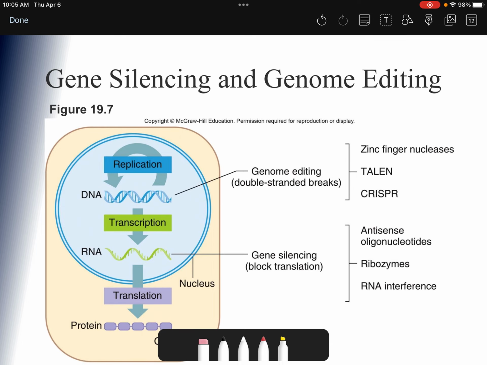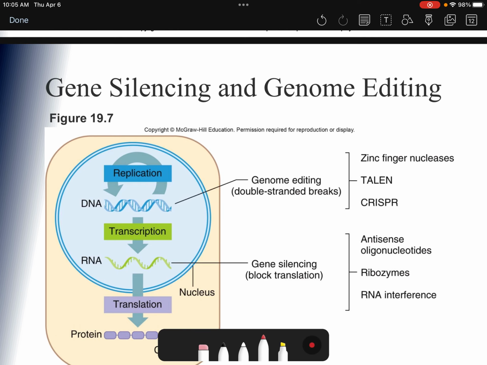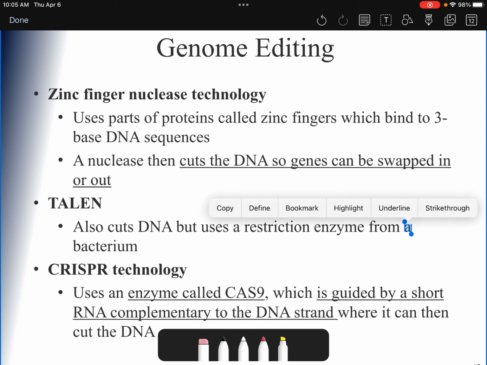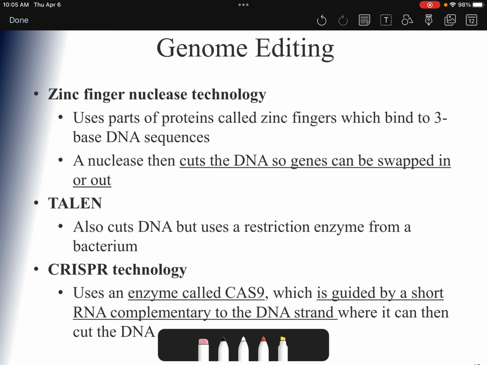So the three that fall under genome editing are right here: the zinc finger nucleases, TALEN, and CRISPR. And then the gene silencing, where they block translation, are the antisense oligonucleotides, ribozymes, and RNA interference. So genome editing, just briefly, this is so new, I haven't even had a lot of background knowledge of this, but the zinc finger nuclease technology uses parts of proteins called zinc fingers. That's why it's called that. They bind to a 3-base DNA sequence, and then they cut the DNA so genes can be swapped in or out.